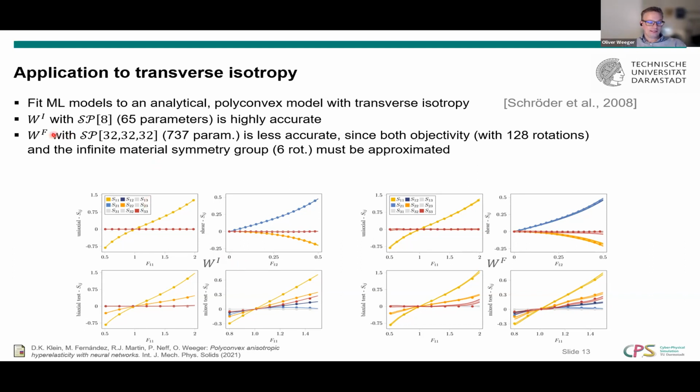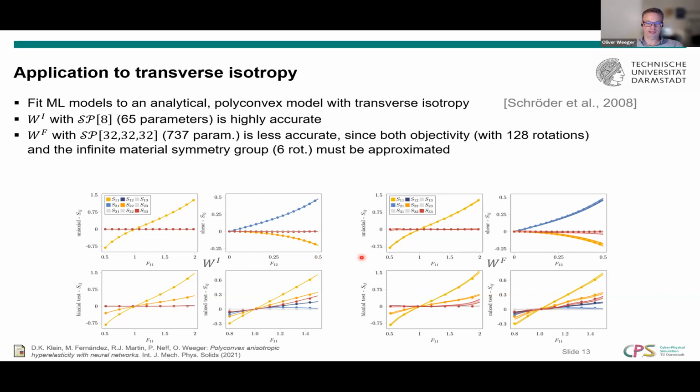In this case, when we try to train our WF polyconvex model, we have an issue because, like I already said earlier, thanks to the question, transverse isotropy is an infinite symmetry group. It's not the complete SO3, but it's an infinite subset of it. So in this case, we need to do the symmetrization sum also over a finite subset of the actually infinite group. Here we use 128 rotations for the data augmentation of the objectivity, and we use 6 rotations out of the infinitely many of the material symmetry group, and we get some quite okay results, but we need a much bigger network, much more parameters, and the approximation is not as good as we had it for the invariant-based model.